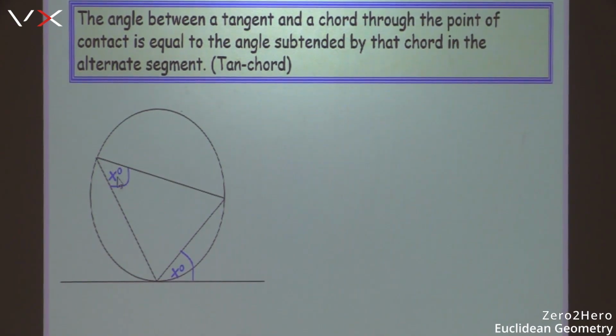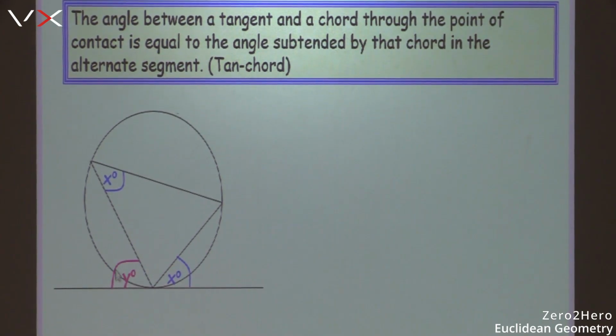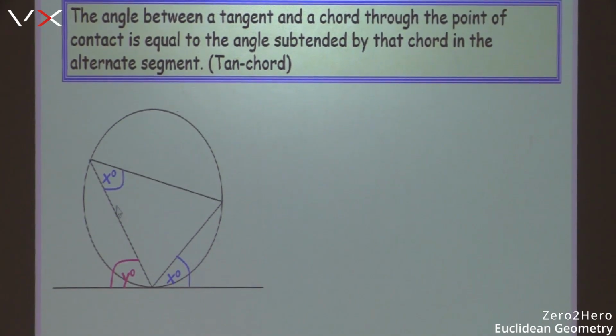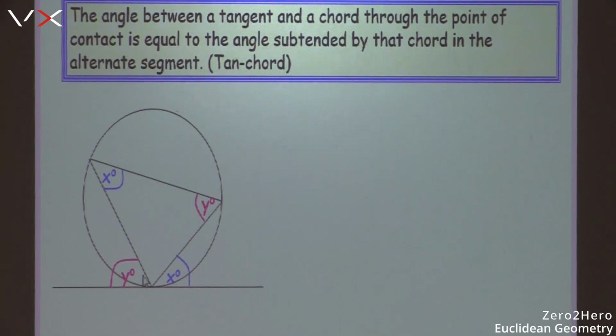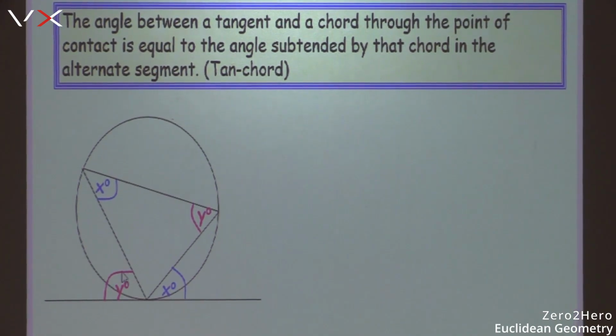I don't have to be stereotyped even if I'm coming from this side. I must be able to see that this y is between a chord and a tangent. I go with this chord to find the angle at the circumference, which will be this one. So this angle there will be the same as this one, tan-chord theorem. So that becomes crucial. Let's do a few examples.